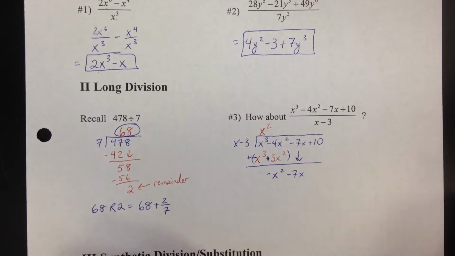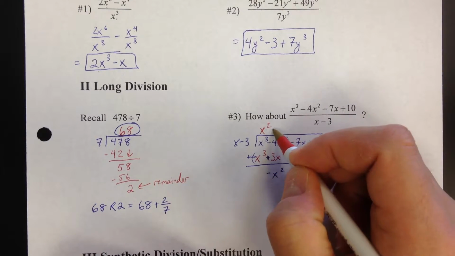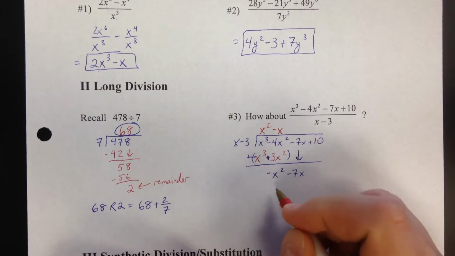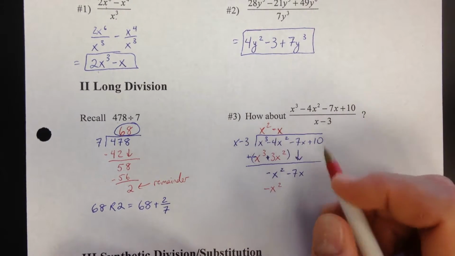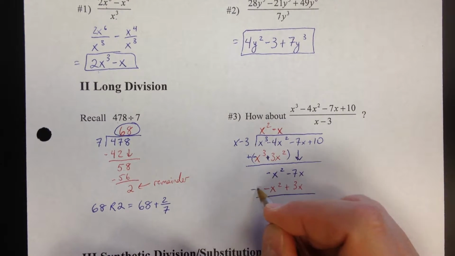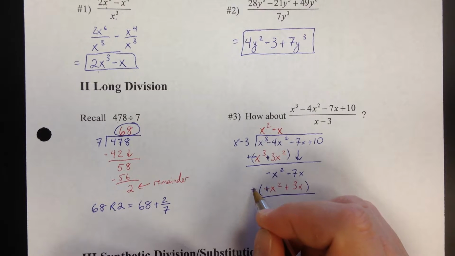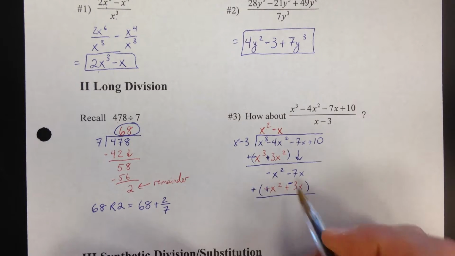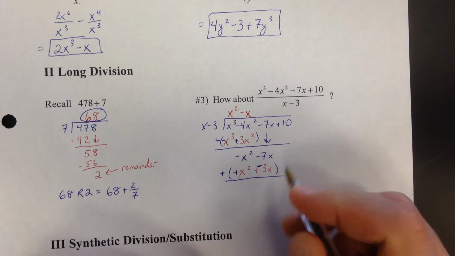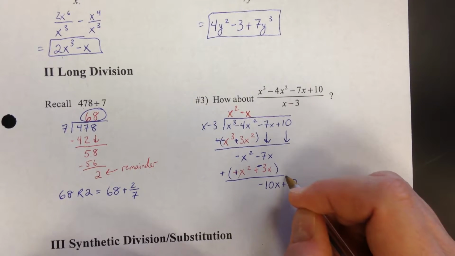And now you repeat the process. X goes into negative x squared. If I divide that, I'll get minus x to the first. I'm going to now multiply that, so I get negative x squared. Negative x times negative 3 is plus 3x. So now we subtract that. Now again, I'm going to distribute this minus. So this will become a plus, and then this will become a negative. Negative x squared plus x squared is 0. Negative 7x minus 3x is negative 10x. Then I bring down the next term, which is positive 10.